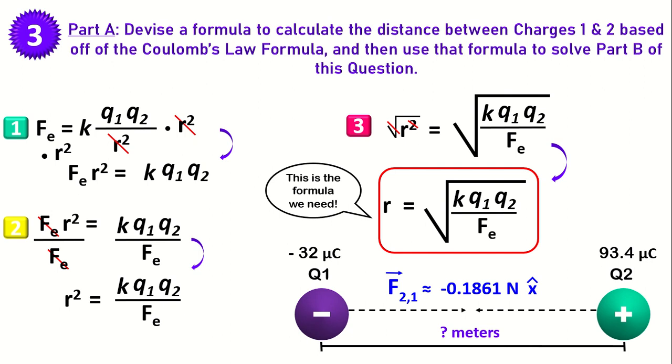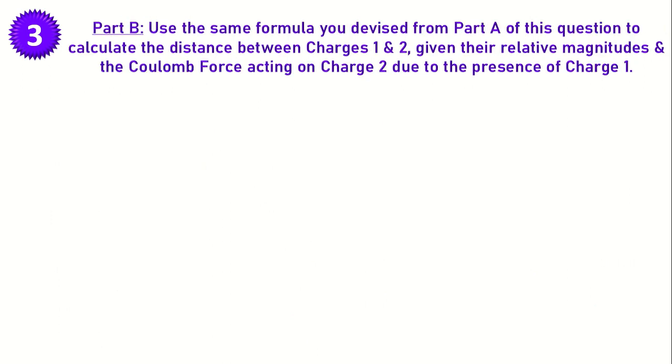or 0.1861 newtons in the negative x direction. That's the proper way to say it. And remember, we're attempting to find the distance between them, or r, which is measured in meters. Alright, so part B. Use the same formula you devised from part A of this question to calculate the distance between charges 1 and 2, given their relative magnitudes and the Coulomb force acting on charge 2 due to the presence of charge 1.